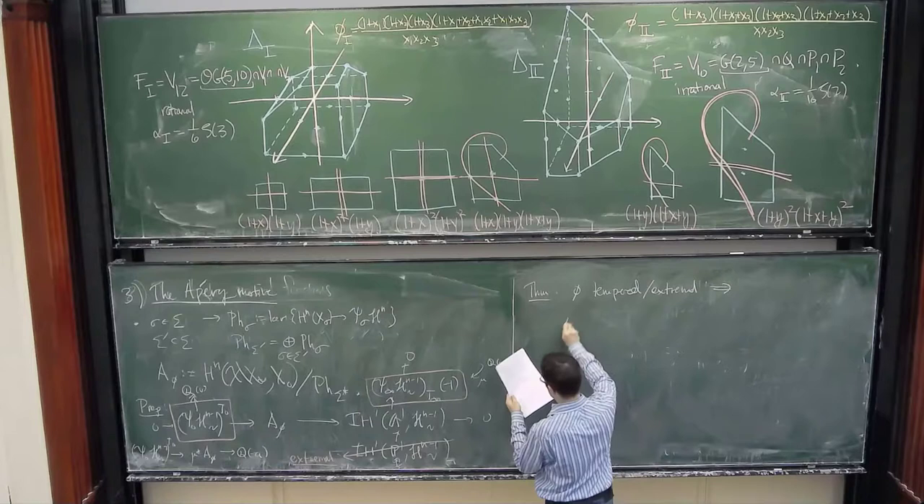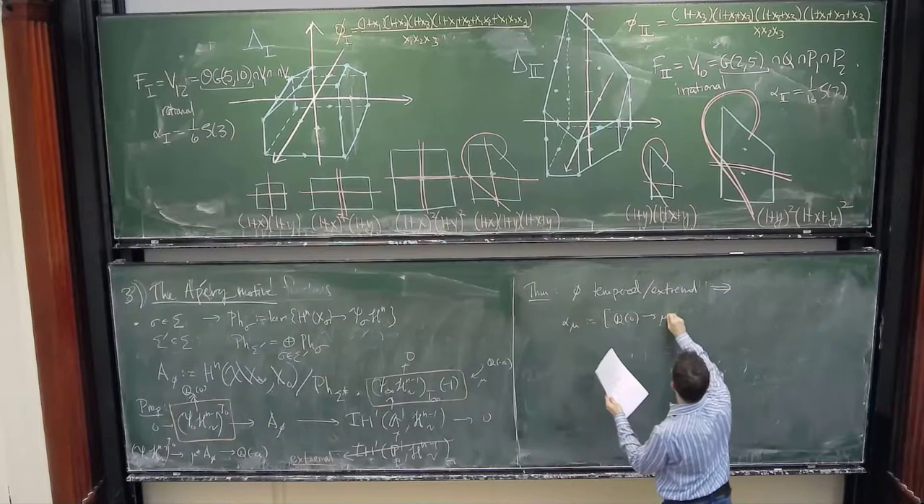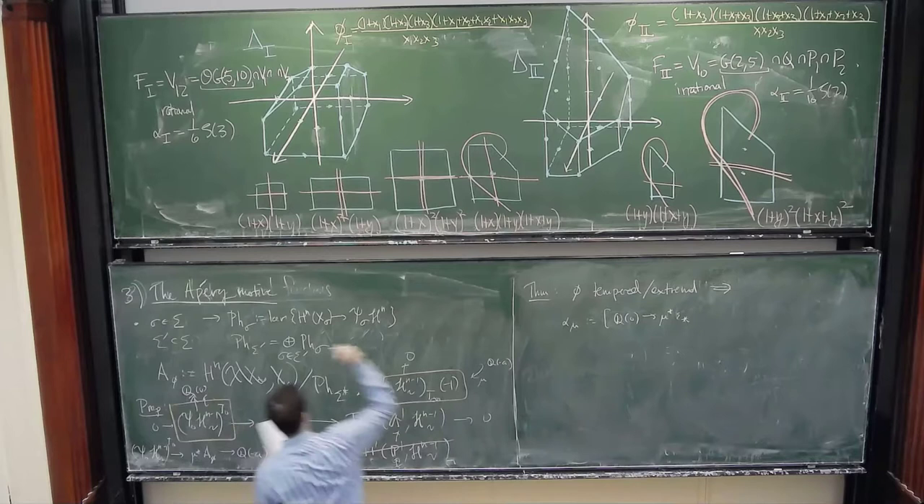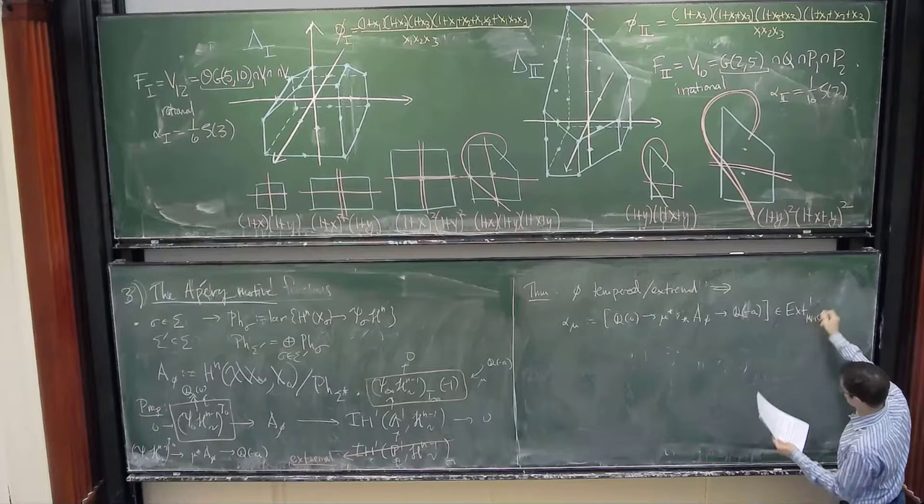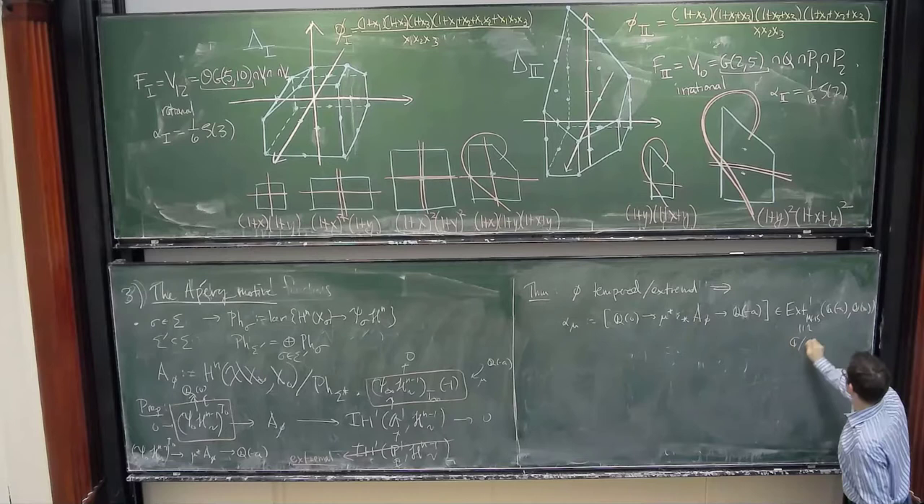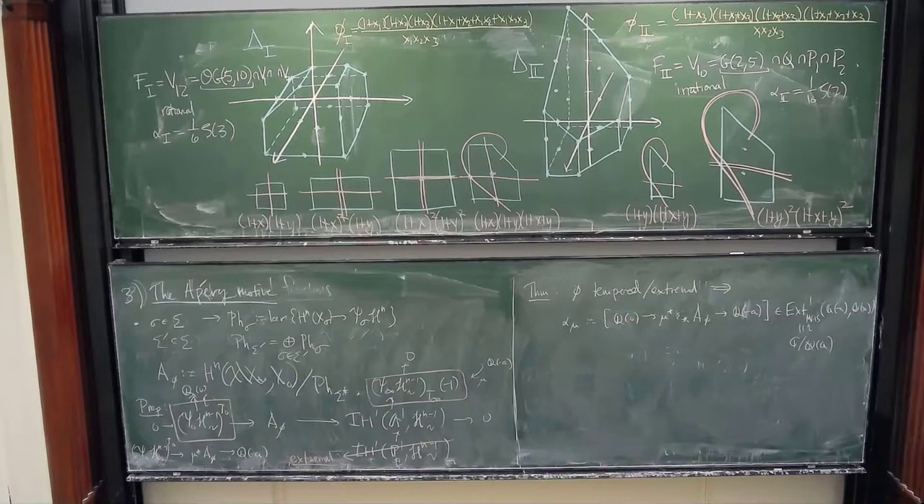I can define alpha_mu to be the extension we get by taking mu upper star of epsilon lower star of A_phi. That's an extension of Q of minus a. This lives in Ext^1 of mixed Hodge structures, Q of minus a by Q of 0, which is C mod Q of a. That's great for zeta of 3, but it's terrible for zeta of 2, because that would kill zeta of 2.